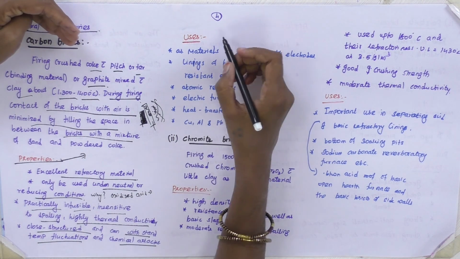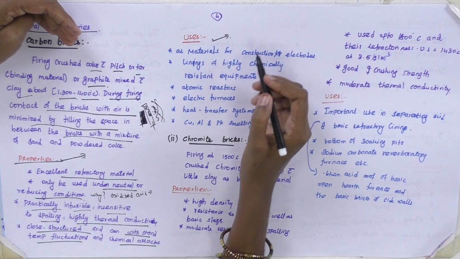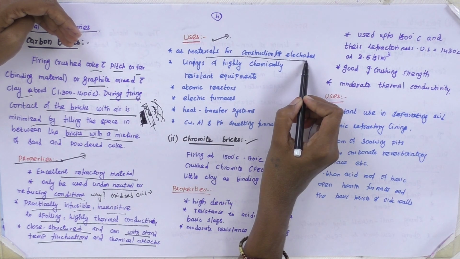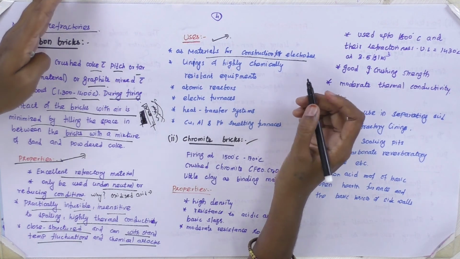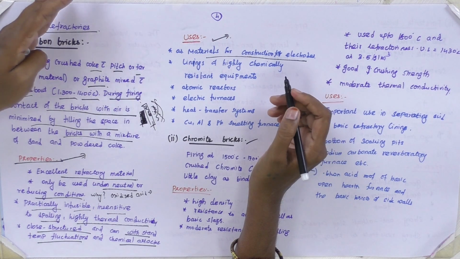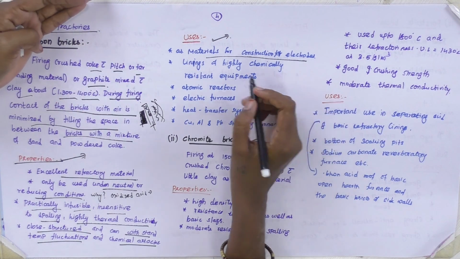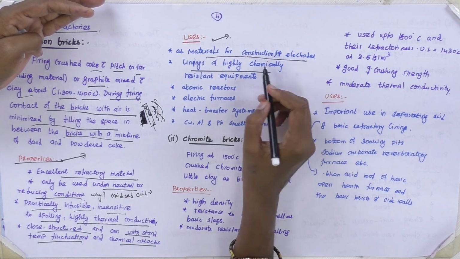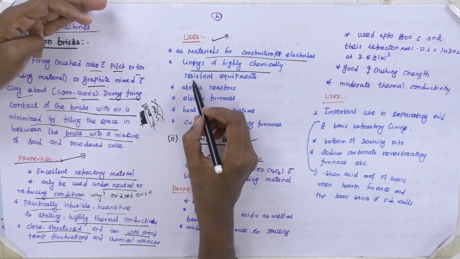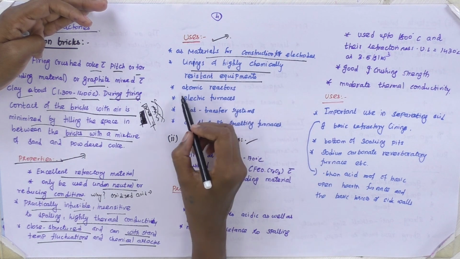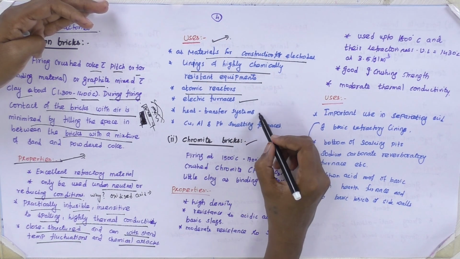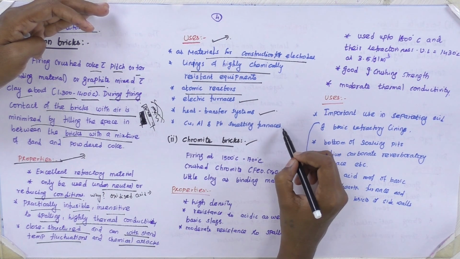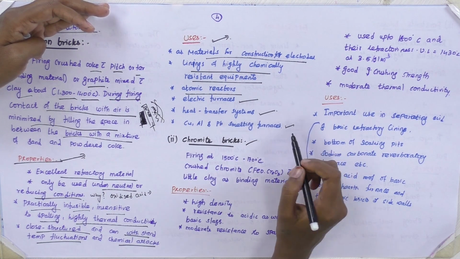And where we use these carbon bricks: it is used as a material for the construction of electrodes. That means carbon bricks are used as electrodes in many reactors, and also as a lining of highly chemically resistant equipment, and also in the lining of atomic reactors, electric furnaces, heat transfer systems, and copper, aluminum and lead smelting furnaces.